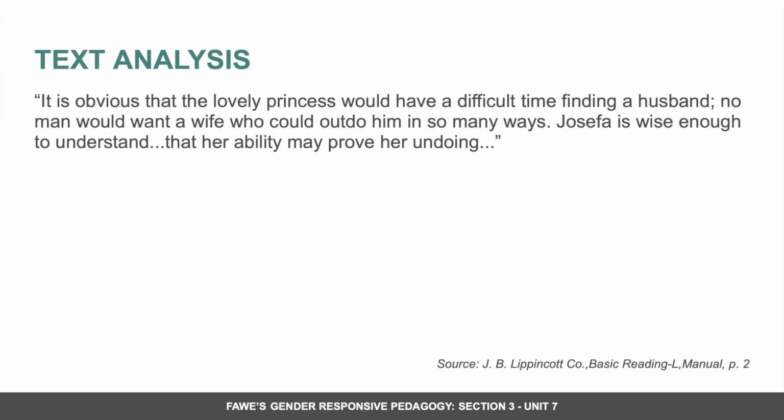What about this text is not gender responsive? Some sample answers include: the text suggests that a woman is judged by her looks. It suggests that men are not willing to tolerate power in a woman and that they need to dominate their wives and be better than them. It also suggests that a woman would be wise if you choose not to step into her power but to downplay it.